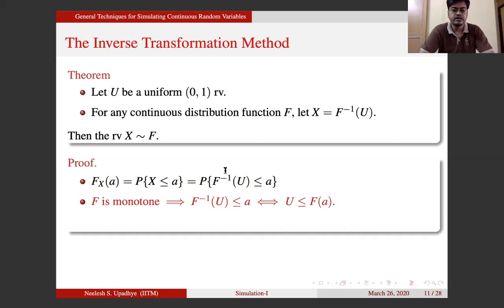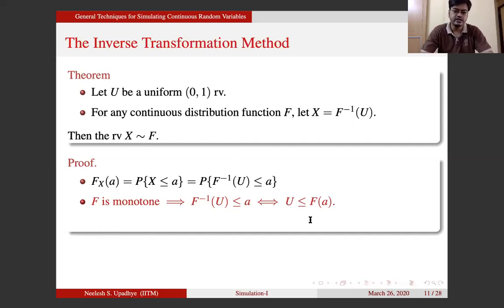Also remember that since I am computing this F, the CDF has the property that it is a monotone, non-decreasing function. F of minus infinity is 0, F of infinity is 1, so it is bounded between 0 and 1. It is monotone, non-decreasing. So using that fact, I can always say that F inverse of U is less than or equal to a if and only if U is less than or equal to F of a. This fact I have also used in the previous proof.